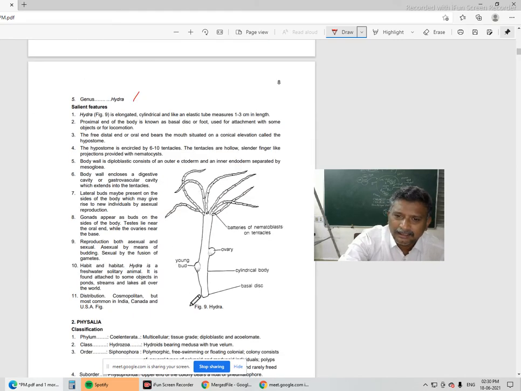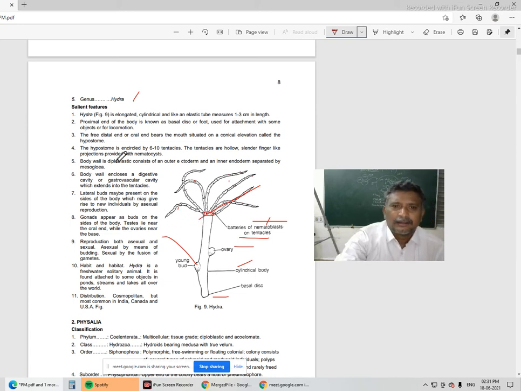See this. This is the Hydra. This is a basal disc. The entire body is cylindrical in nature. I think this is an ovary. This is called a young bud. One, two, three, four, five, six, seven, nearly 6 to 8 tentacles are there. Nematoblasts on tentacles: small dot-like structures are there. They are called nematoblasts. The entire one is now known as a tentacle. Here the mouth will be there.